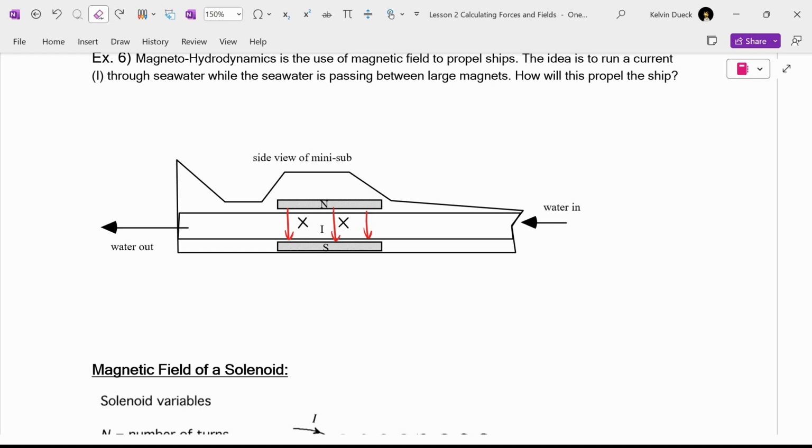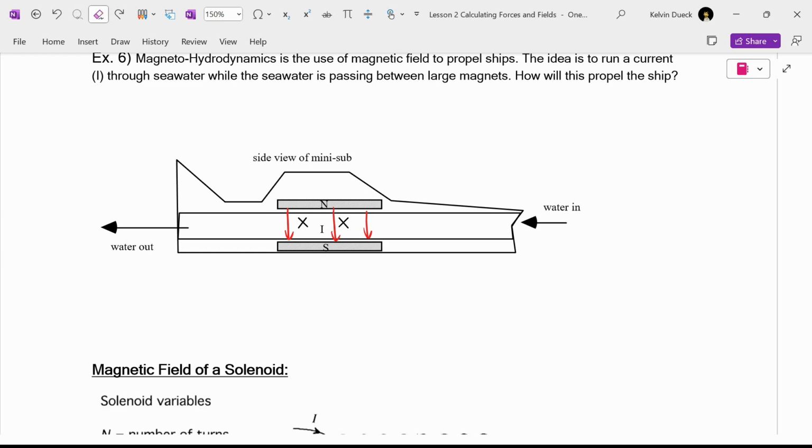So into the page. What direction magnetic field? Down the page. What direction will the charged particles feel a force? Out the back like a jet engine. What are the charged particles? Seawater. You have an underwater jet engine, no moving parts.